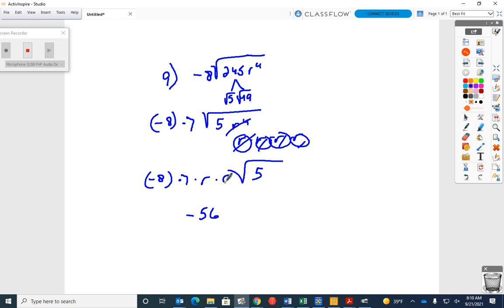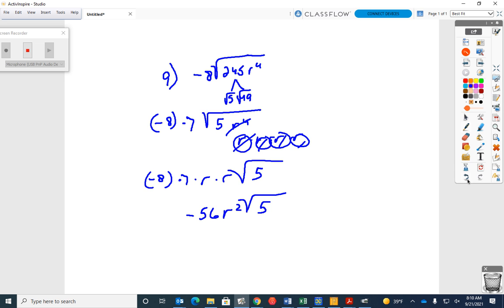-56. What's R times R? R to the 2nd. What's left inside the radical? 5. Okay, that's it. Copy that down if you didn't. How many of you got that one right? Good. Are you with me so far?